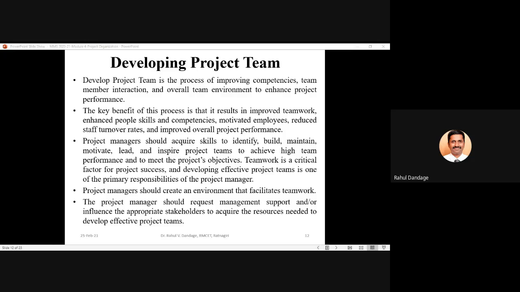So what is expected from the project manager is that the project manager should acquire the skills to identify, build, maintain, motivate, lead, and inspire project teams to achieve high team performance and to meet the project objectives.